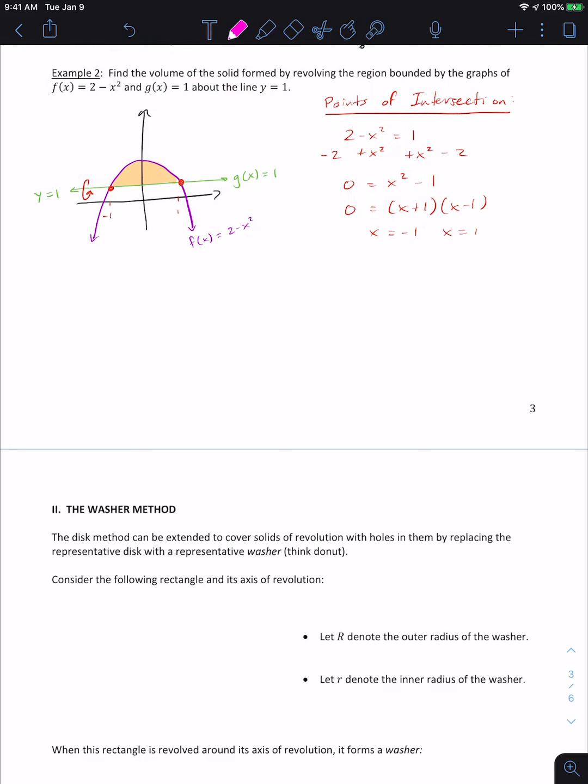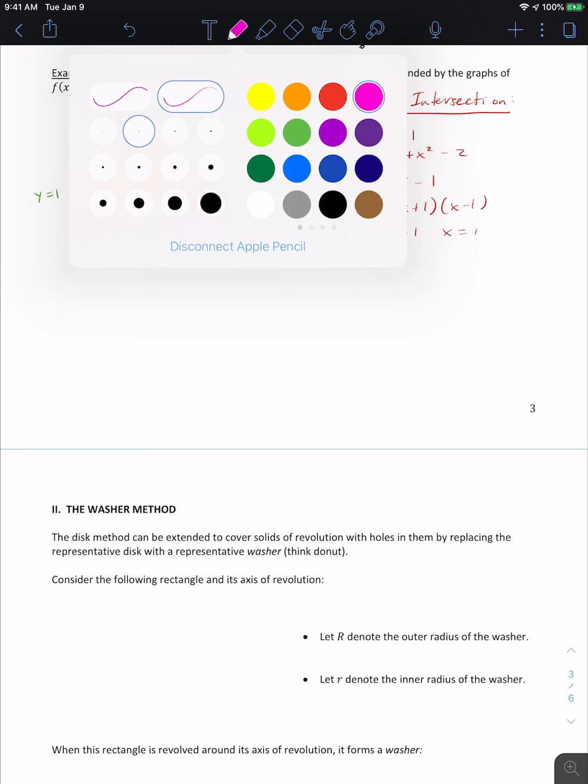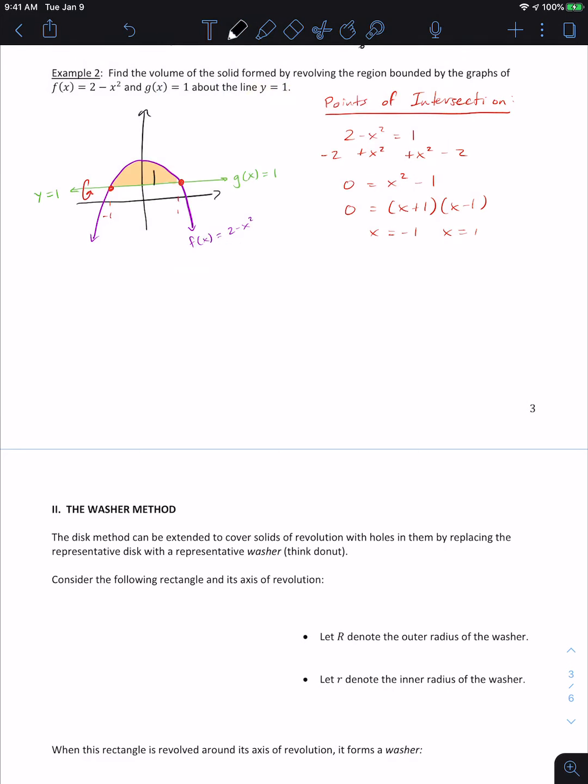Okay, so to determine the radius let's go ahead and draw the rectangle we want, right? The rectangles look like this, and we know that we have a delta x here as the width, and now we want to find the height, right? This height right here is our radius function. In the previous example, our radius function was just exactly equal to our function, like here would have been 2 minus x squared. But that would be if we were revolving around the x-axis. In this case, we're not, right?